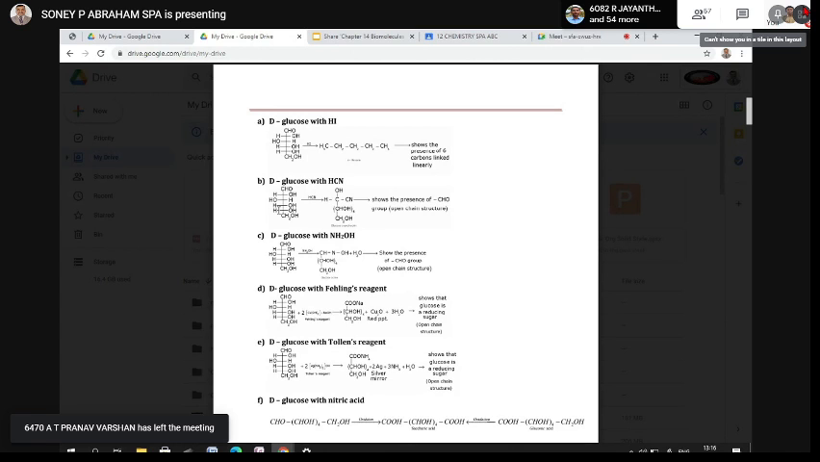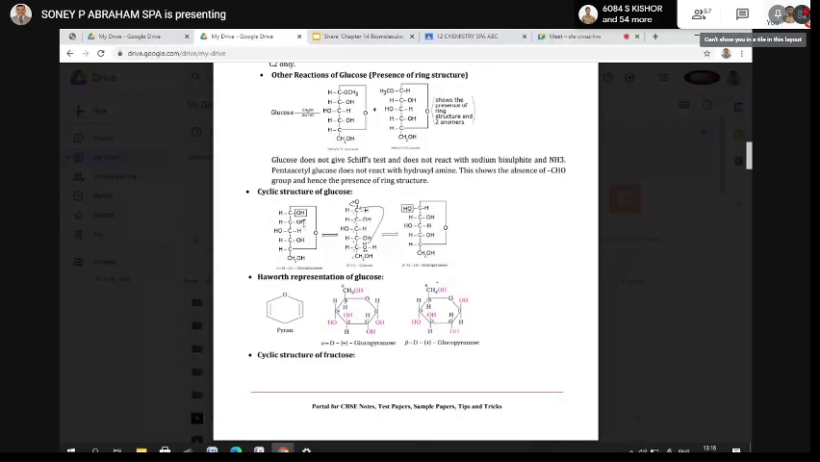Now another one is alpha and beta. You take the first asymmetric carbon. OH group is on the right hand side on the first carbon, which is the anomeric carbon. The first asymmetric carbon is known as anomeric carbon, and if the OH group is on the right, it is called the alpha form of glucose, and if the OH group is on the left hand side, it is the beta form of glucose.